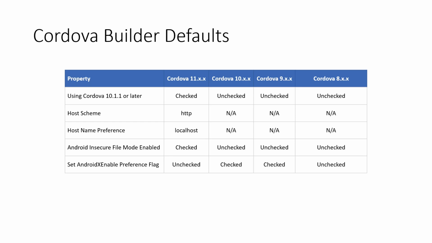And if you set that, it's going to set up a bunch of default settings for you, which you definitely want to set, because depending on what you're building on, you might need Android X. You might not. Cordova 11 doesn't require the Android X enabled preference flag, but Cordova 10 and 9 do. And that was just a transition with the native libraries for Android and the Android X libraries moving forward, and the mapping between the two in that transition period that's needed. So make sure you're specifying which Cordova version you're using in that builder now, so that these can be set up for you automatically. Under 11, note that host scheme and name preference are required, as is Android insecure file mode enabled.